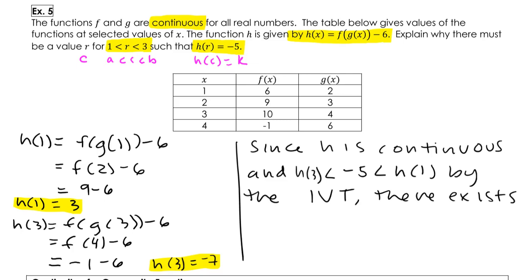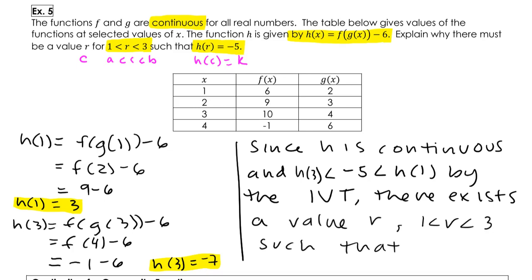There exists. Now, normally we say there exists a c. They called it r this time. That would look a little nicer if we said there exists a value r, where r is between 1 and 3, such that h of r equals -5.